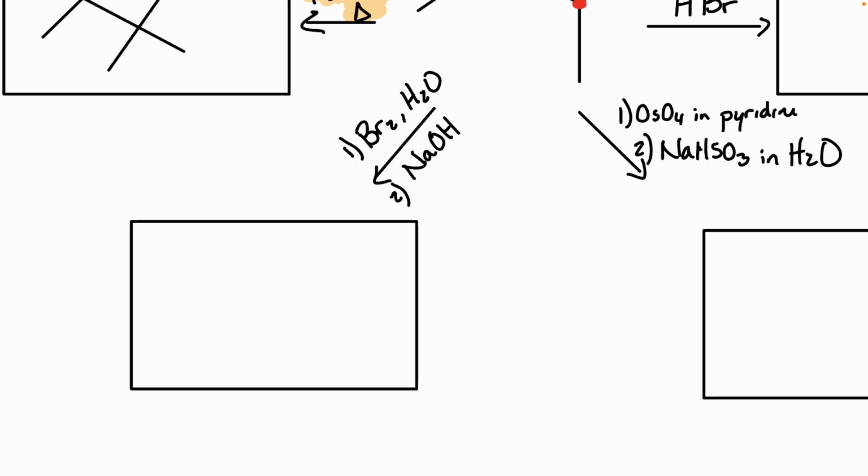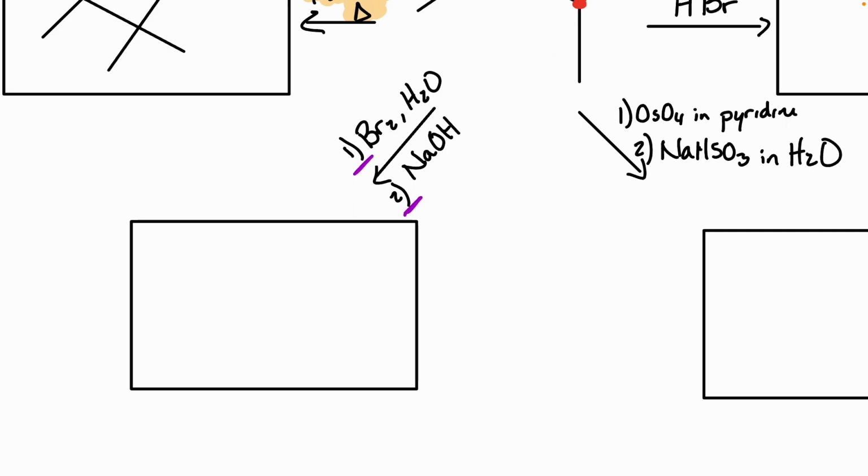All right, so let's look at this next one here. This one's also a little tricky. I have my Br2 and H2O. That's our halohydrin, but I got that in step 1. And then I have a second step where I add that NaOH.